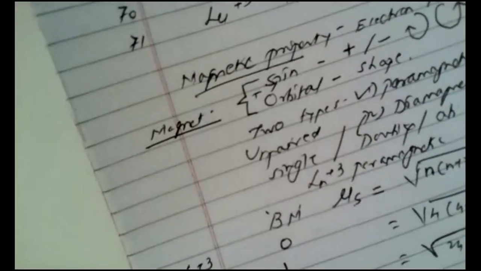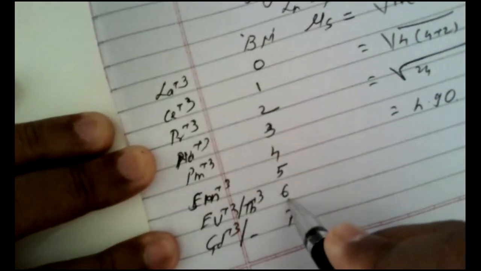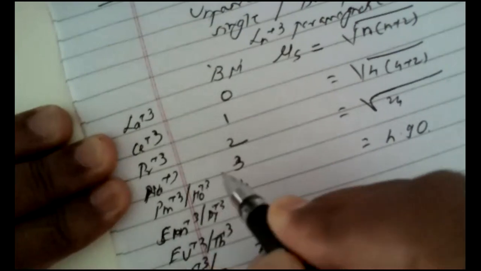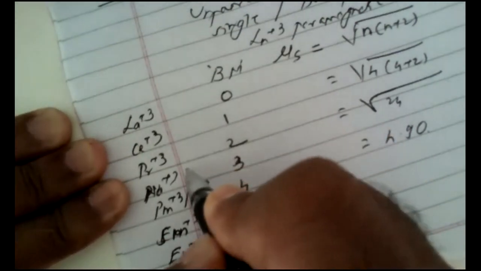Now, if we write the configuration for terbium after gadolinium, it has F8. That means 6 unpaired electrons are there. So terbium plus 3, 6 unpaired electrons. Then dysprosium, F9, 5 unpaired electrons are there. So dysprosium plus 3, 5 unpaired electrons. Then holmium, 4 unpaired electrons. Then erbium, 3 unpaired electrons. Thulium, 2 unpaired electrons.